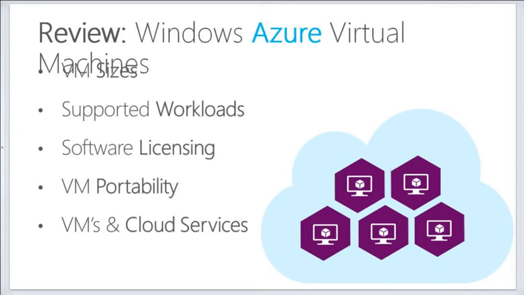So what we're going to do is look more at the pieces that support this, then at the networks. So we talked about VM sizes, supported workloads, software licensing, VM portability, the VMs and clouds. The next piece we're going to move into is we're going to look at the storage and the networking behind this and what we set up first in the lab before we spin up our VMs. And then we'll move into that lab section as soon as we finish the networking and storage.